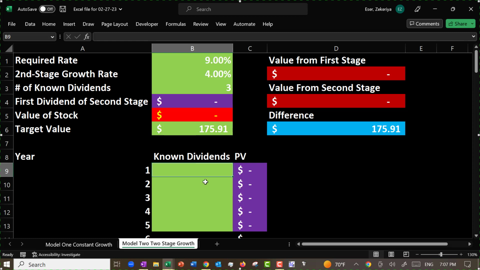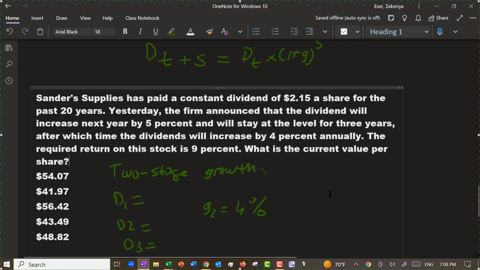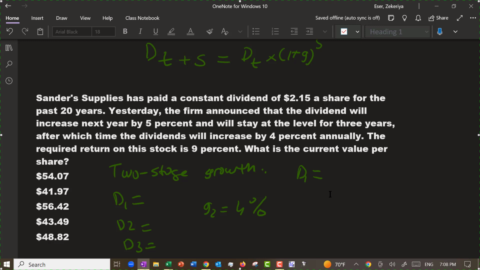Let's figure out known dividends. Okay, who's going to tell me what the first year dividend is going to be? No. That's D0, it is 215. That's the current level of dividends.